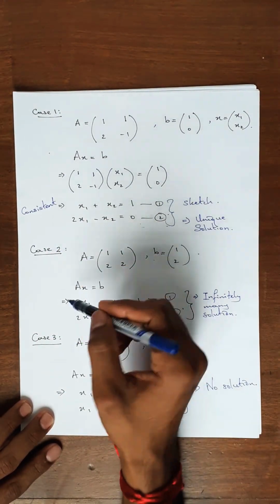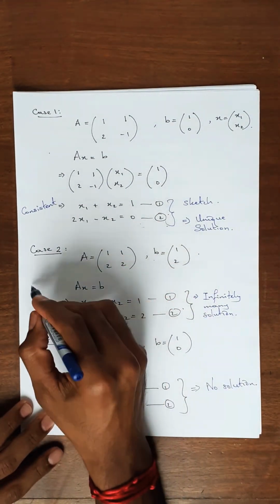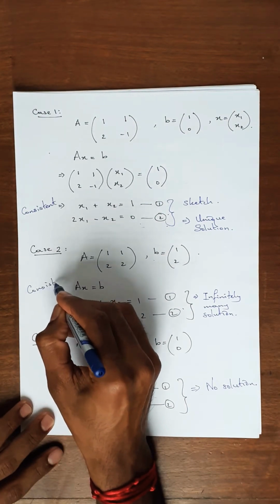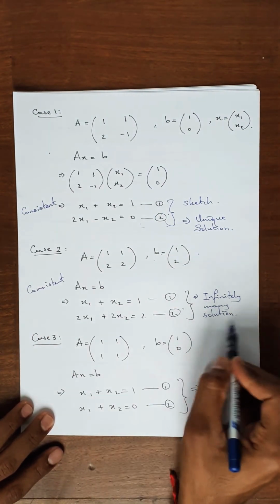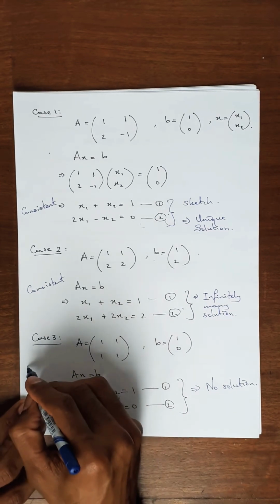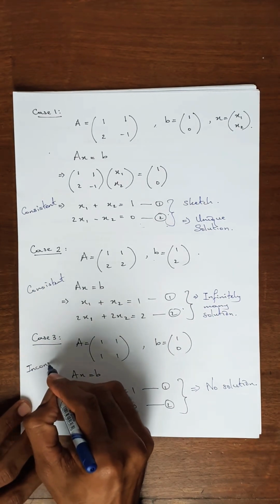And I'm sorry, for case 2, case 2 is simply that your system again is consistent, because you're going to have solutions for them. This one is inconsistent because there is no solution.